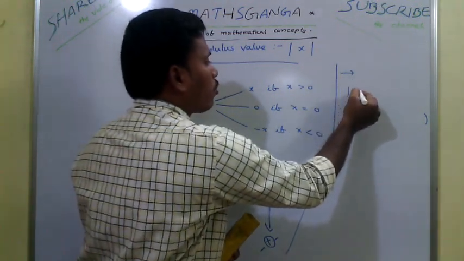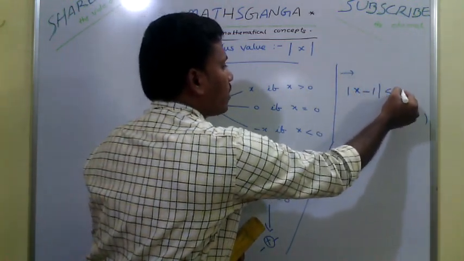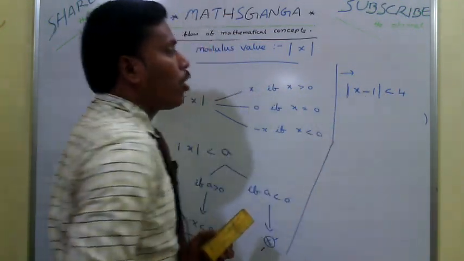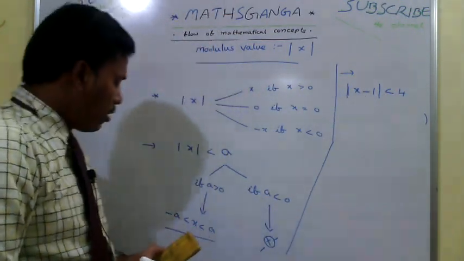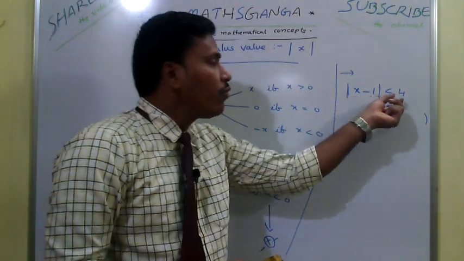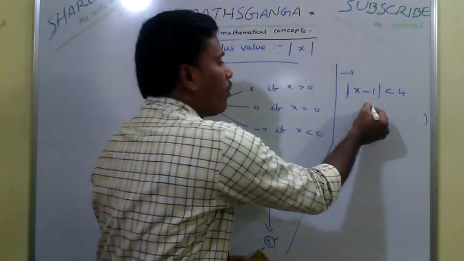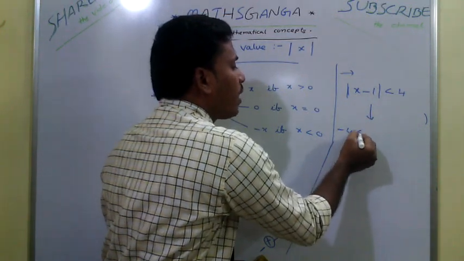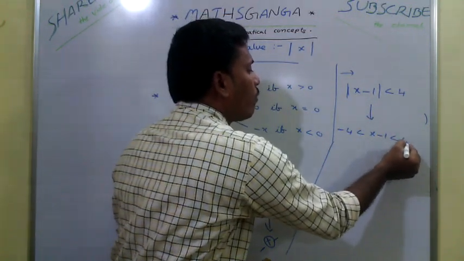Suppose modulus of x minus 1 is less than 4. From this idea, the expression which is there in the modulus is in between minus 4 and 4. So we will write it like this: minus 4 less than x minus 1 less than 4.